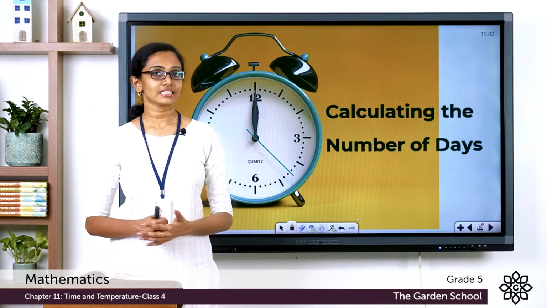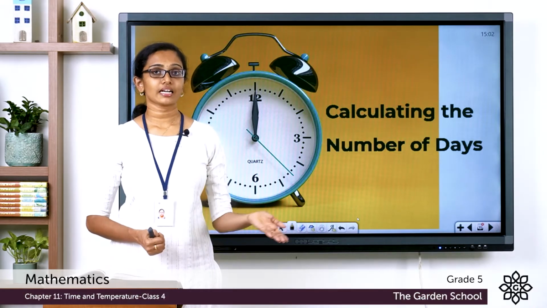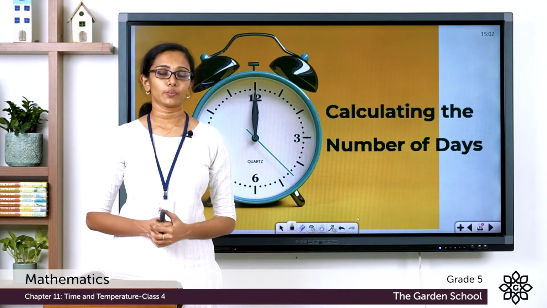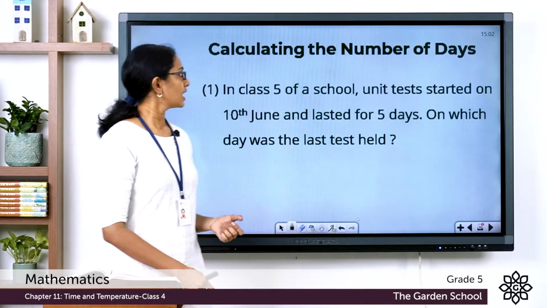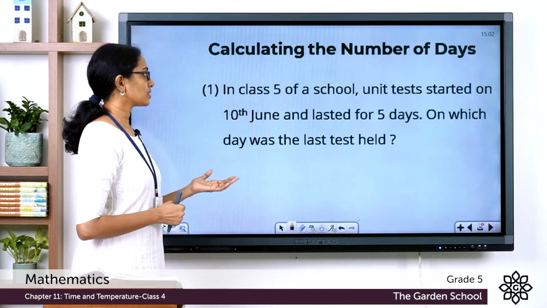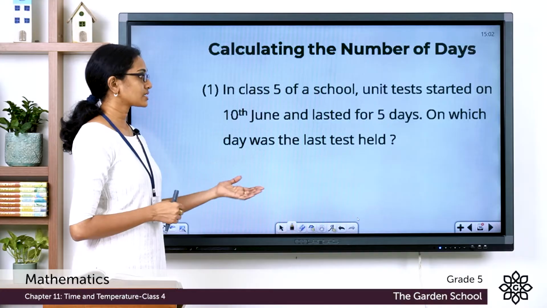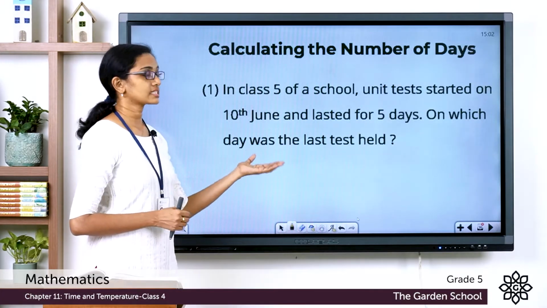So today let's learn how we can calculate the number of days given the starting day and the ending day of an event. So let's move on to the examples. The first question: in class 5 of a school, unit test started on 10th June and lasted for 5 days. On which day was the last test held?